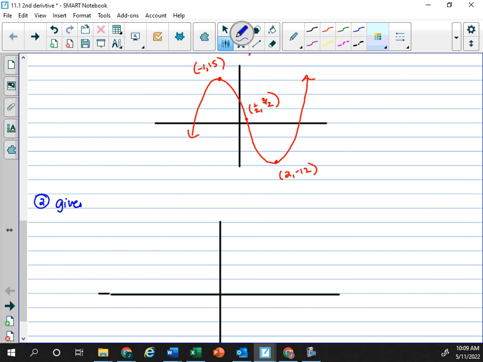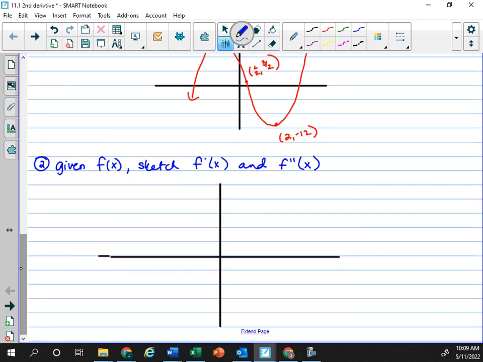So given f of x, sketch f prime of x and f double prime of x. I want you guys to work together and talk to each other and figure all of it out. All right, I gotta find my original.